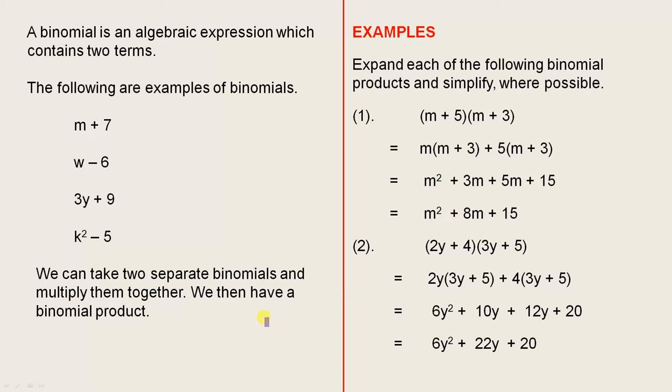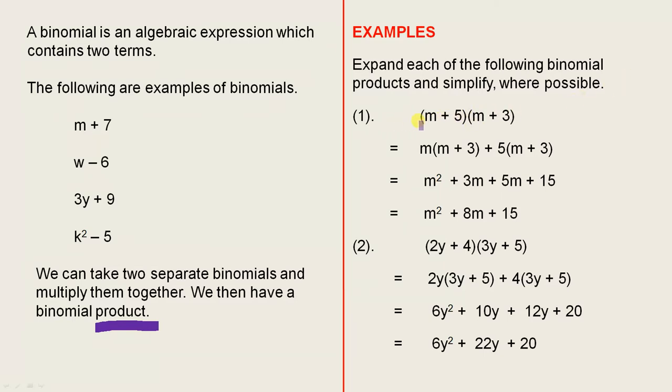We can take two separate binomials and multiply them together. We then have a binomial product. And product means multiplication. Let's look at some examples. Expand each of the following binomial products and simplify where possible.